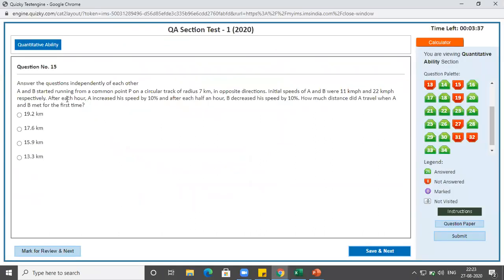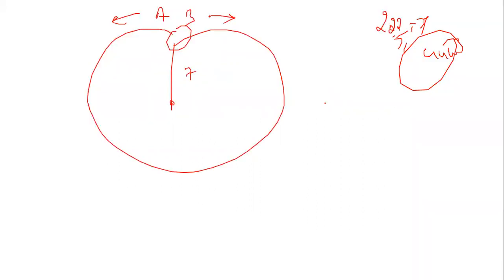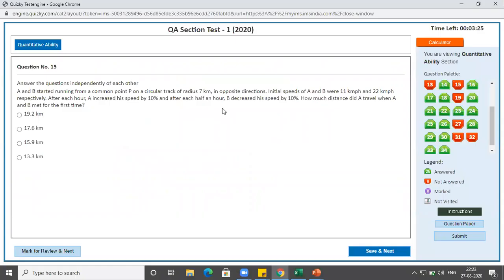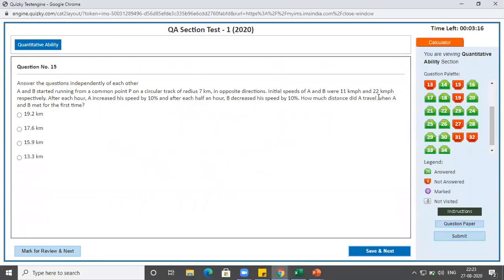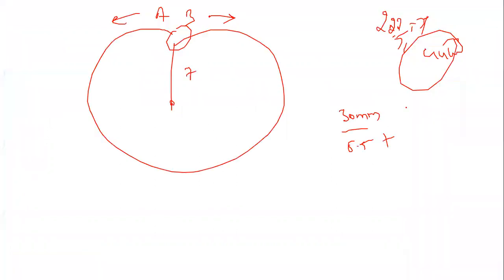Okay. After each hour, A increases his speed by 10%, and after each half an hour, B decreases speed by 10%. How much distance did A travel when A and B met for the first time? Okay. So आधे घंटे में A ने कितना cover करा होगा? कितना किलोमीटर था A की speed? So it will be 5.5 plus इसका B का half an hour के बाद डिक्रीज करता है तो इसका होगा 11. So 16.5 cover हो गया अभी तक.